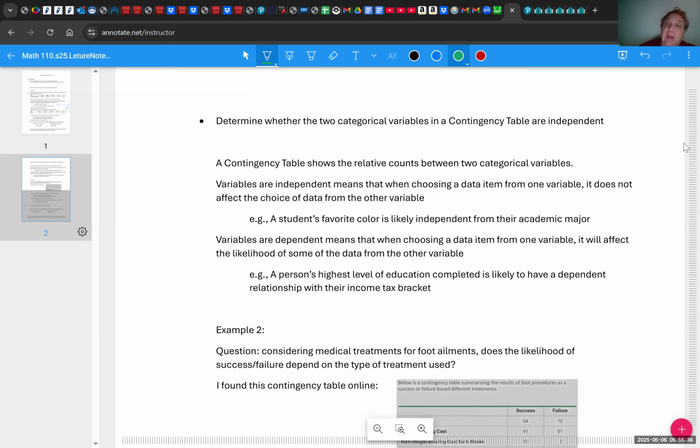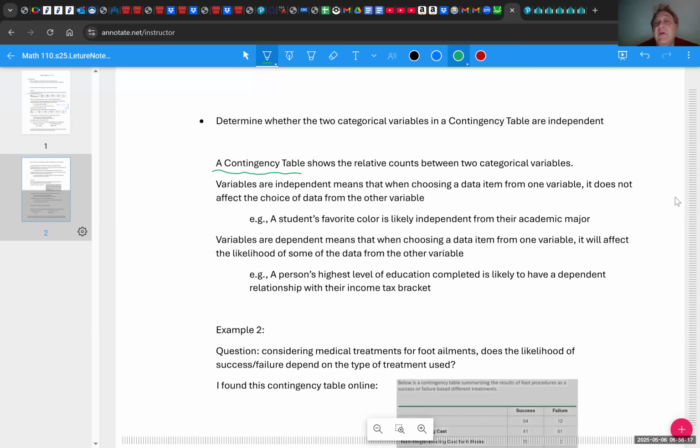So contingency table, although you may not have heard of it, or maybe you don't remember it, we did talk about it a little bit earlier in the course. But I'll just remind you and go over exactly what it is. It shows the relative counts between two categorical variables. So anytime we have things like who likes pizza and who wants to go to the movie, that's two categorical variables, and they can have some overlap or not. And so the relative counts of those put into a table is called a contingency table.